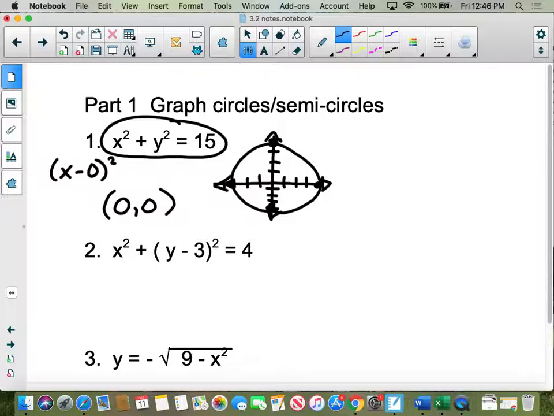Okay, let's do another one. First part is just graphing. Okay, this one, x squared plus y minus 3 squared equals 4. The center of your circle is at (0, positive 3). So you're going to put the center of your circle at (0, positive 3).